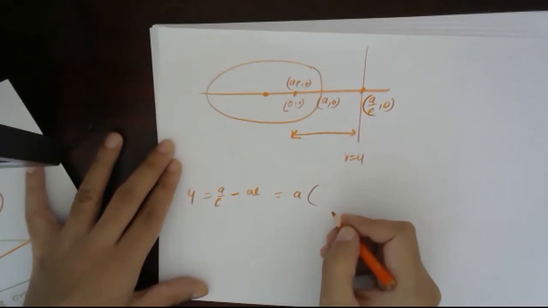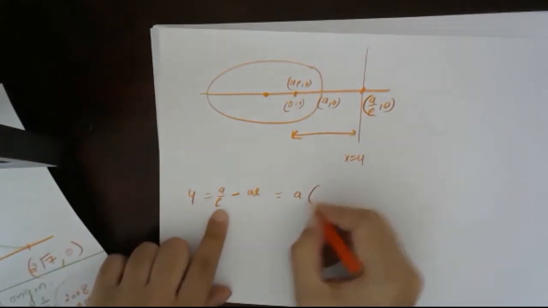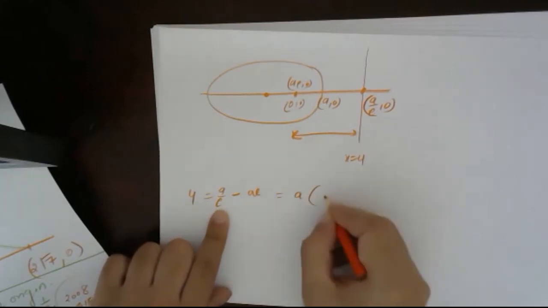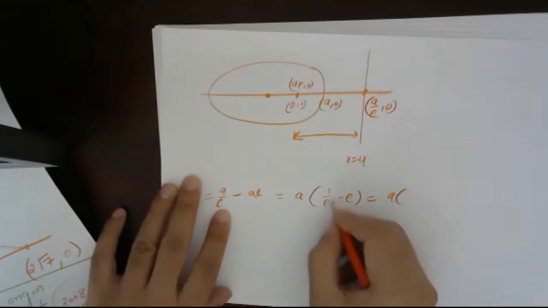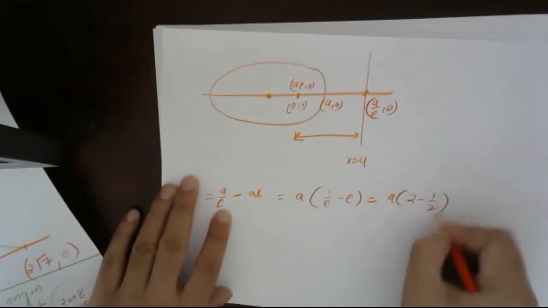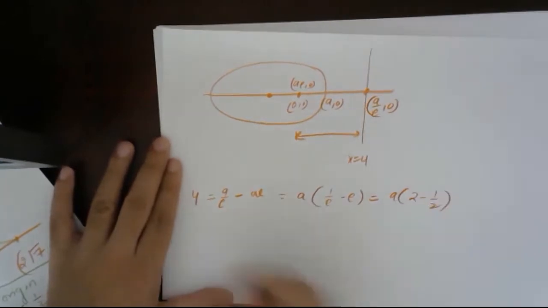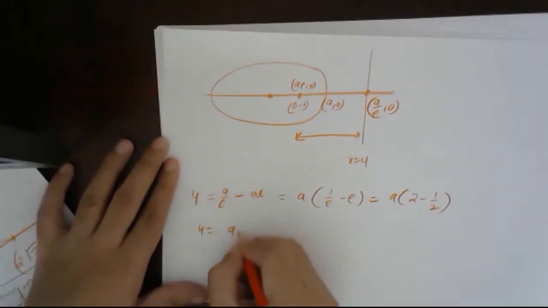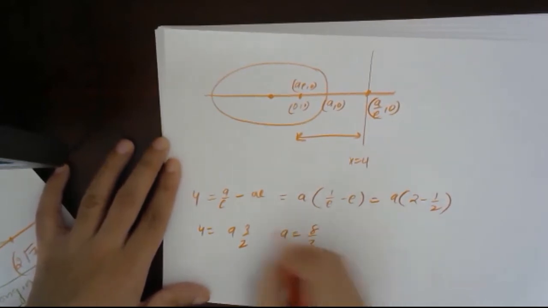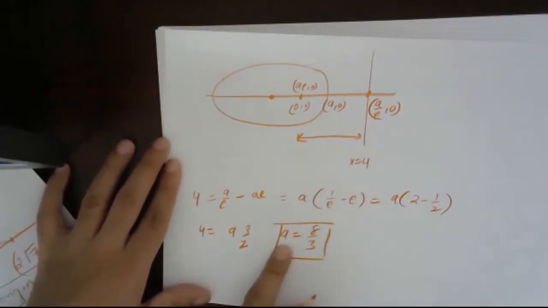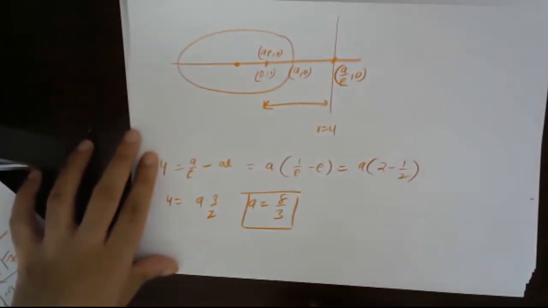So a by e minus ae, taking a common, is a into 1 by e minus e. This is a into 2 minus 1 by 2, which is a into 3 by 2. So 4 equals a into 3 by 2, and the value of a you will get as 8 by 3. If the value of a is 8 by 3, then what will be the value of the semi-major axis?